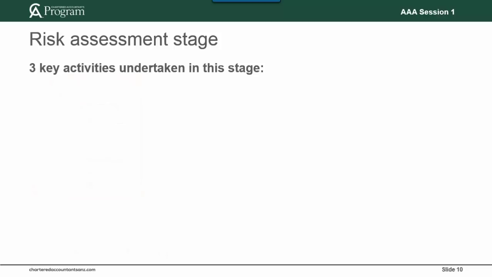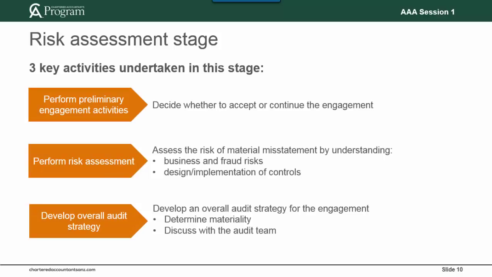There are three key activities which form part of the risk assessment stage. At a high level, these include performing preliminary engagement activities, performing risk assessment, and developing an overall audit strategy. So let's now apply the three activities of the risk assessment stage to the audit of the wine store.